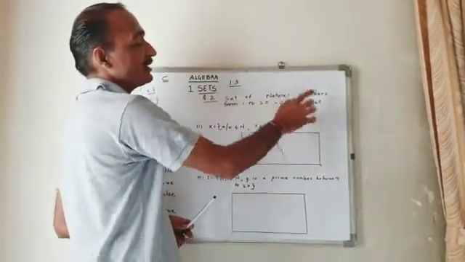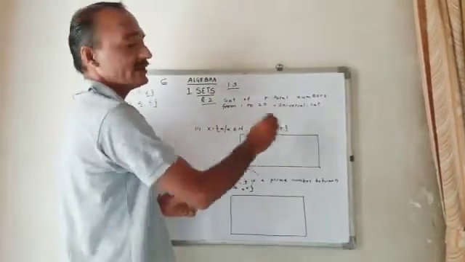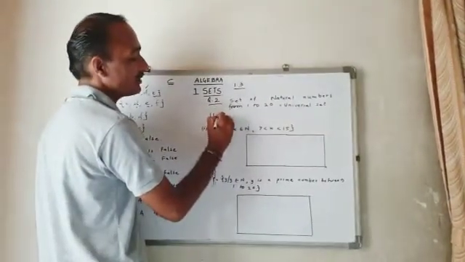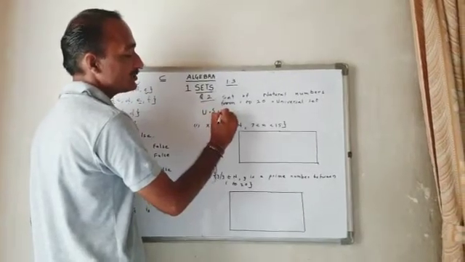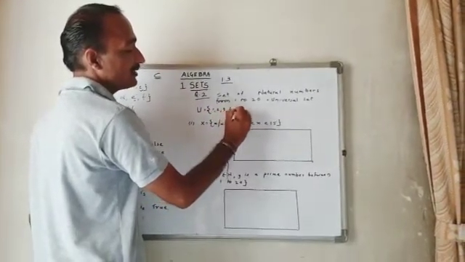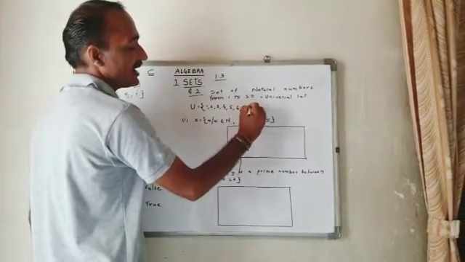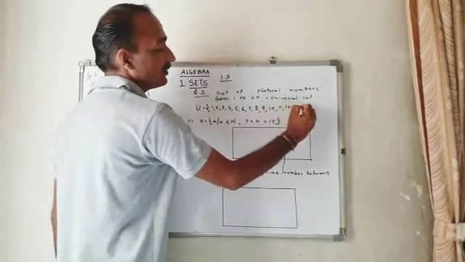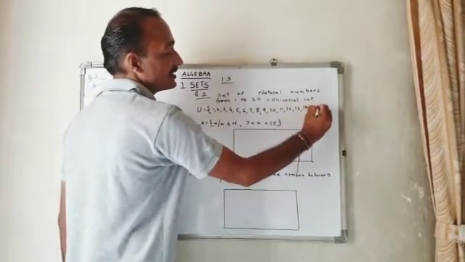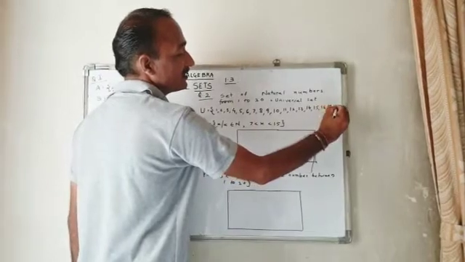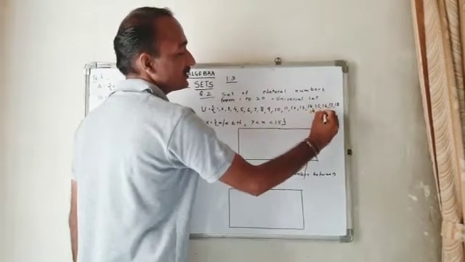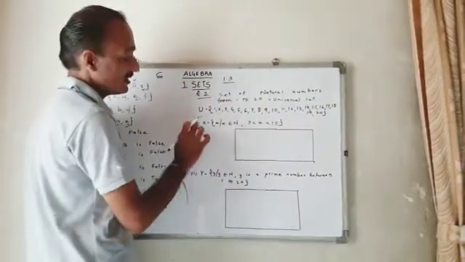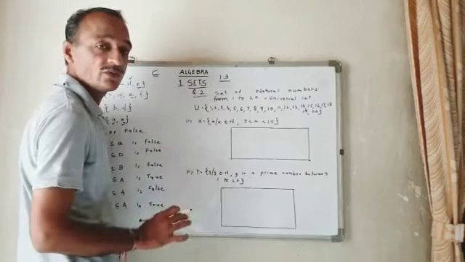Now question number 2. Set of natural numbers from 1 to 10, take it as a universal set. How will I write? Universal set, capital U: 1, 2, 3, 4, 5, 6, 7, 8, 9, 10, 11, 12, 13, 14, 15, 16, 17, 18, 19 and 20. These are the elements of the universal set. Now you have to show it by drawing a Venn diagram.